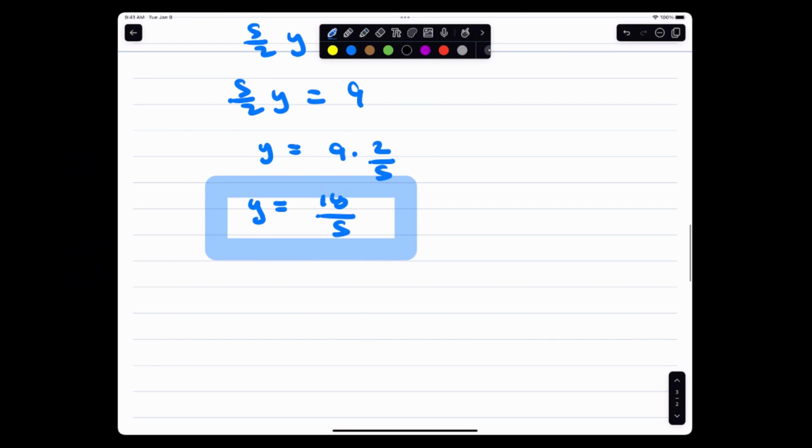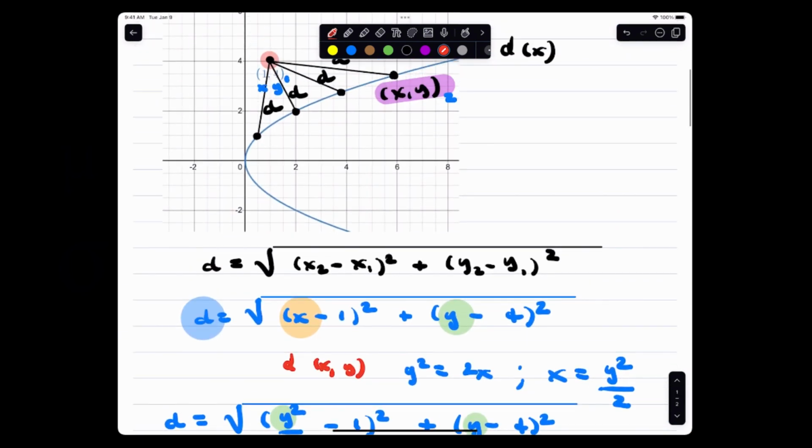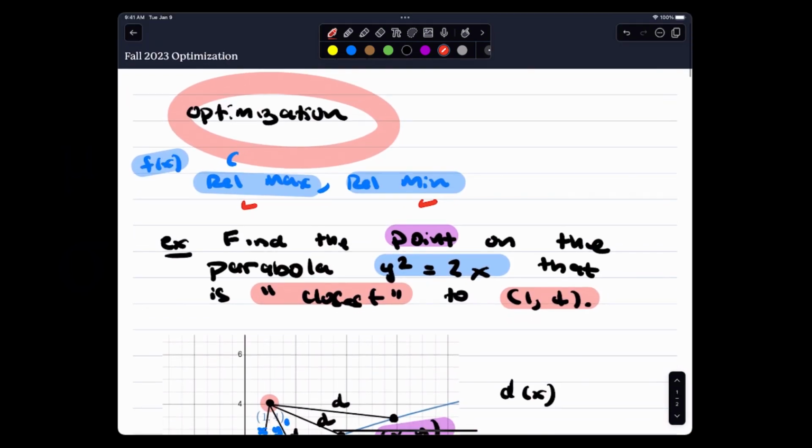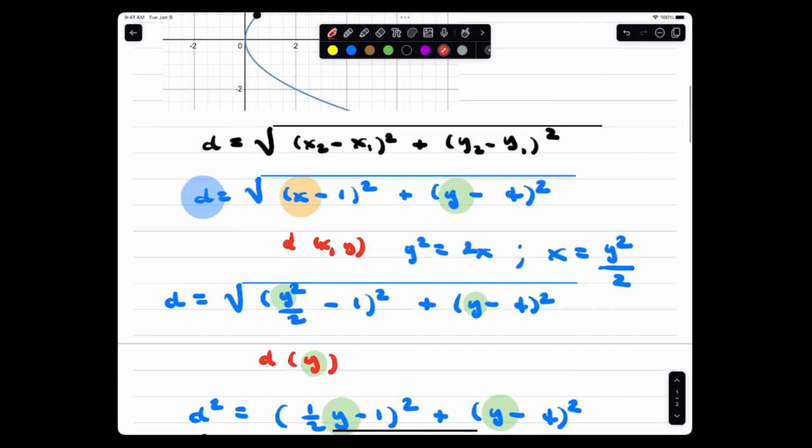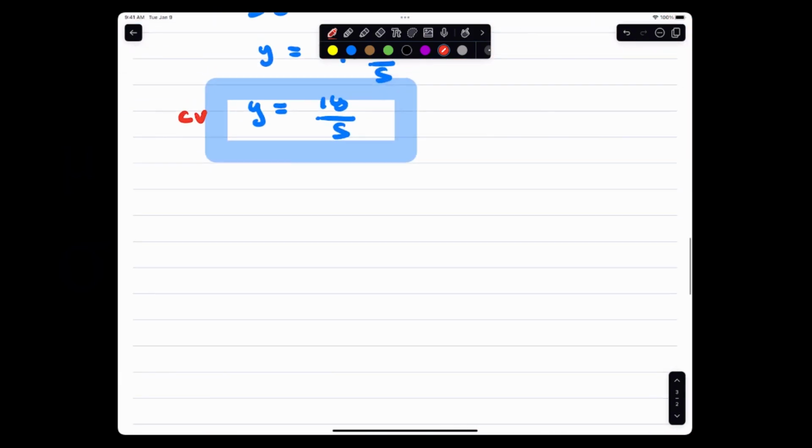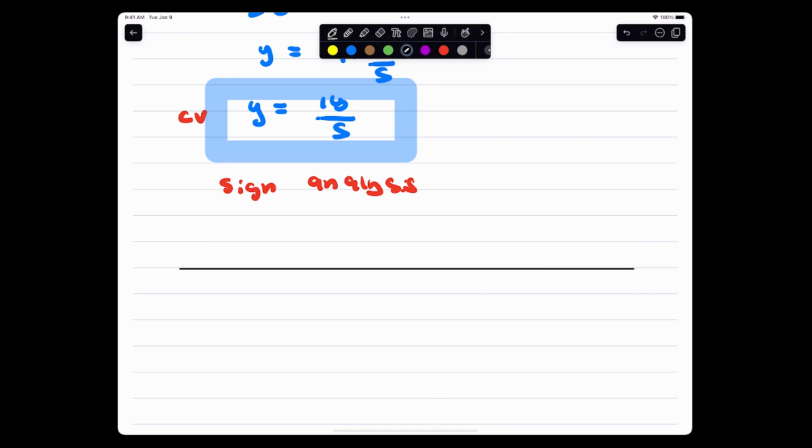Okay, this is a critical value. You need to find the relative max, relative min. This is what optimization is. So what do I mean by that? Do you guys know what I mean? What are we using here? Sign analysis. So that's the critical value on the first derivative. These are y values. Notice that's 18 over 5 on that first derivative. That's where it's 0.